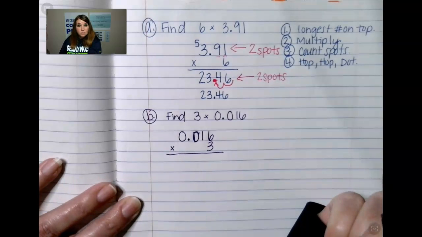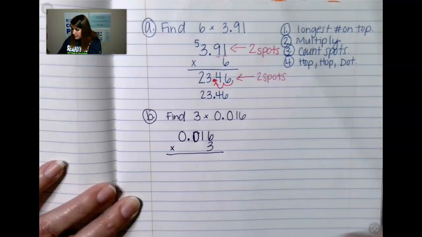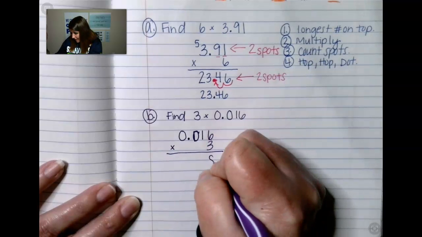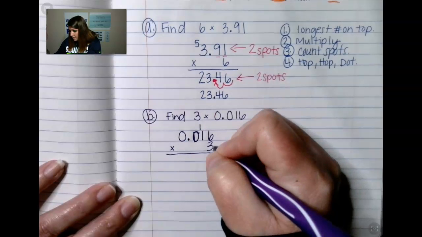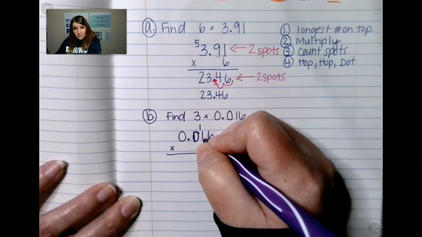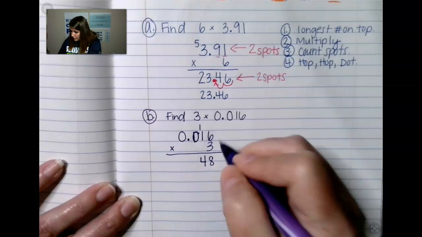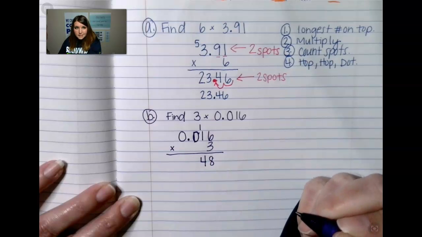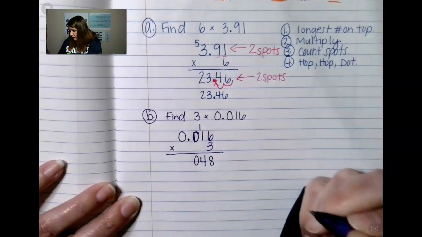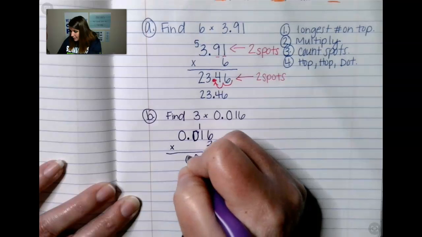Now we're going to multiply again. All right, ready? Step 2, multiply. 3 times 6 is 18. Carry my 10, put my ones down. 3 times 1 is 3, plus 1 is 4. 3 times 0, 0. That's a freebie. And 3 times 0 is 0.